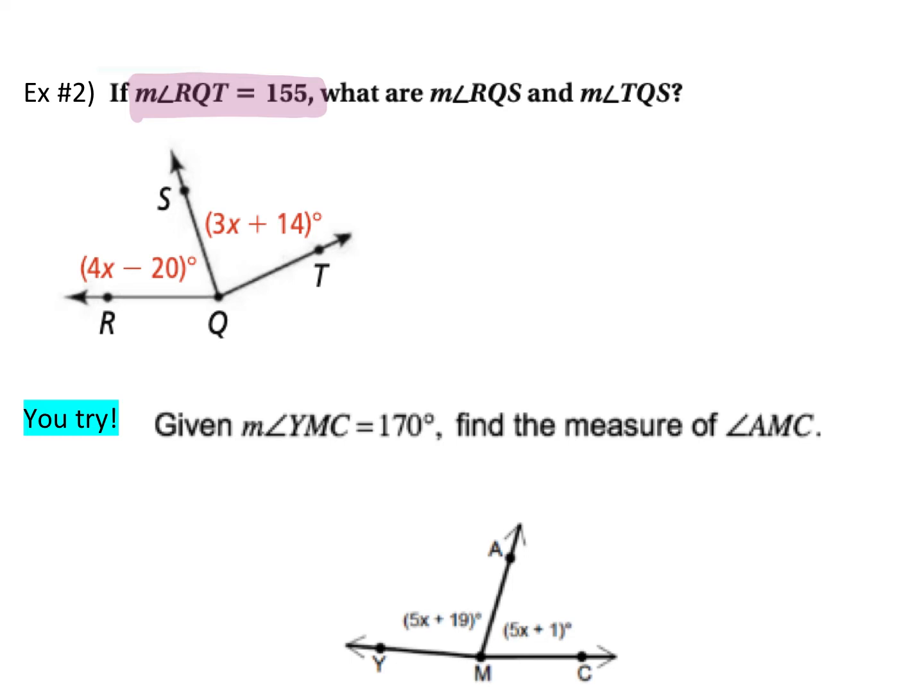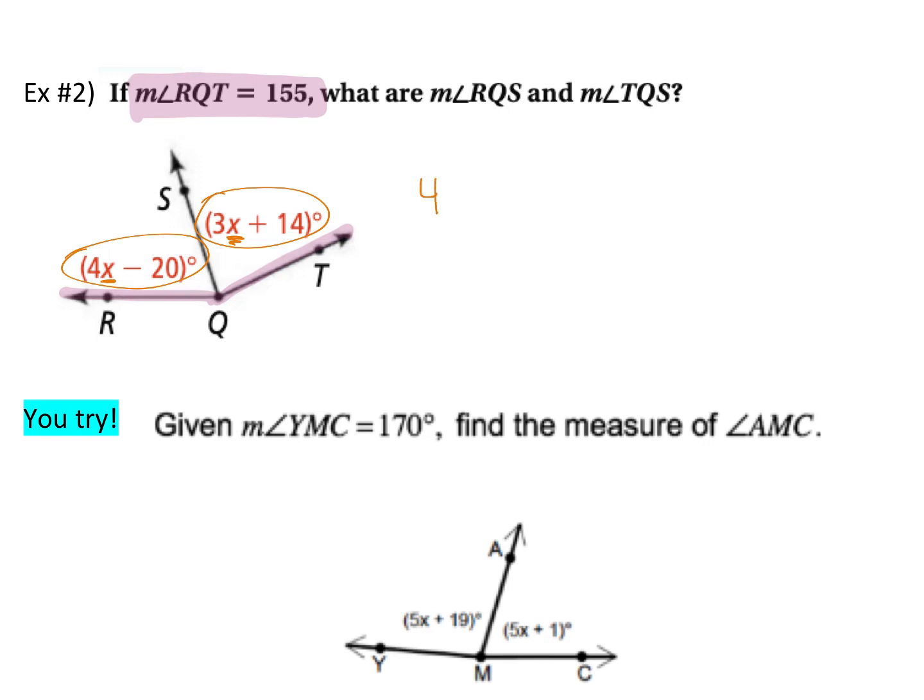So now here's what it says. RQT, right? That angle is 155 degrees, right? Yes, correct. So if the whole thing is 155, how do I figure out what X is? What do I have to do with this information? Eventually you could add 20 to both sides, but how do we set it up? What's our setup for the problem?